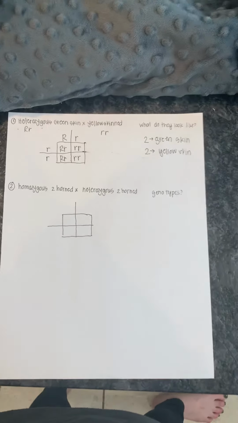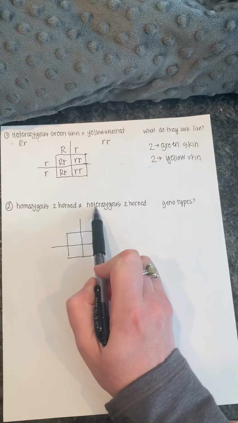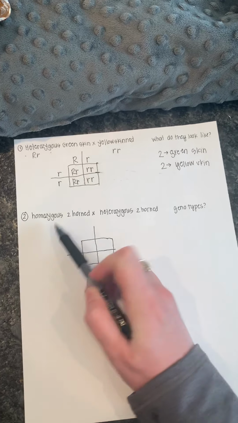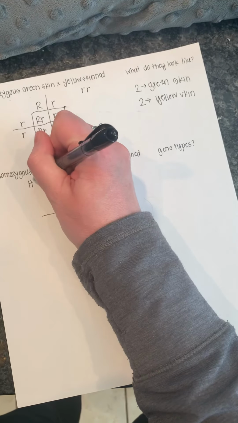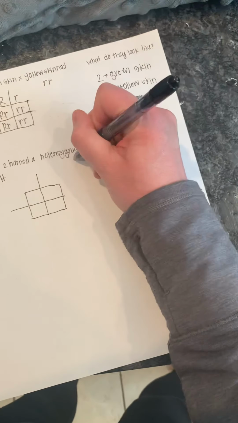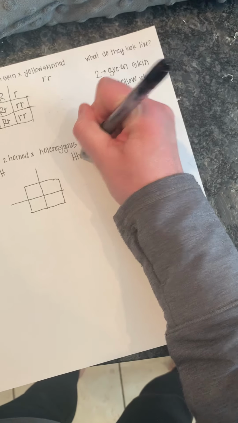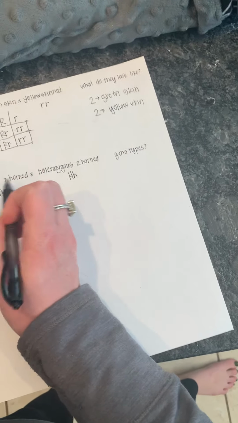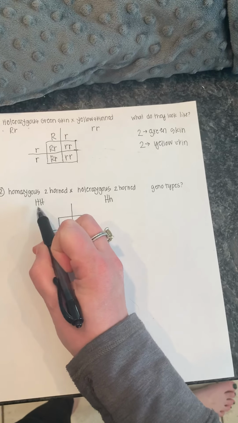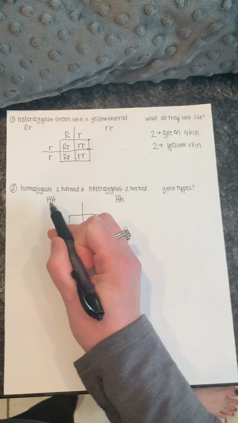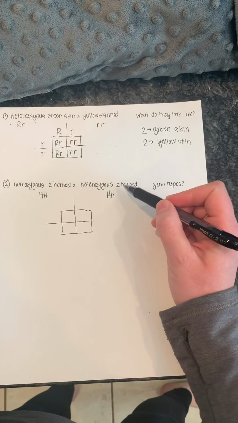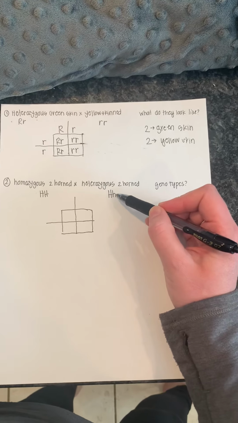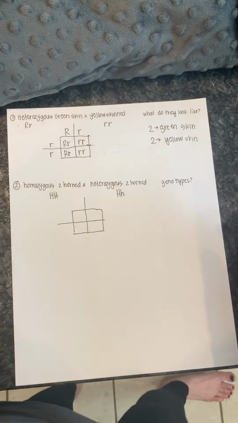Okay. Number 2 asks about a homozygous two-horned and a heterozygous two-horned. So two-horn is the trait, and since one is heterozygous and one is homozygous, we're using H's. If you look up on your chart, homozygous two-horned is two capital H's. Heterozygous two-horn is a big H and a little h. Remembering homozygous means the same, your two letters will always be the same, whether that's two capital letters or two lowercase letters. And your heterozygous is always going to be two different letters. So in this case, big H, little h.